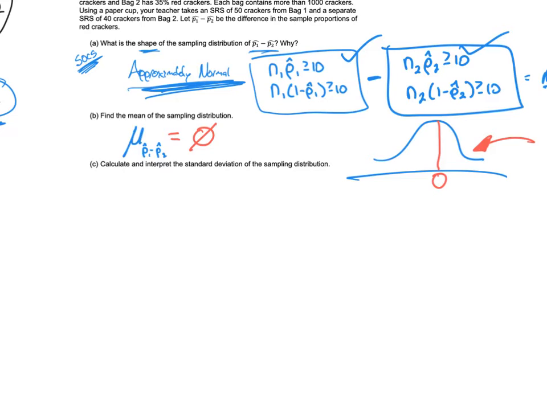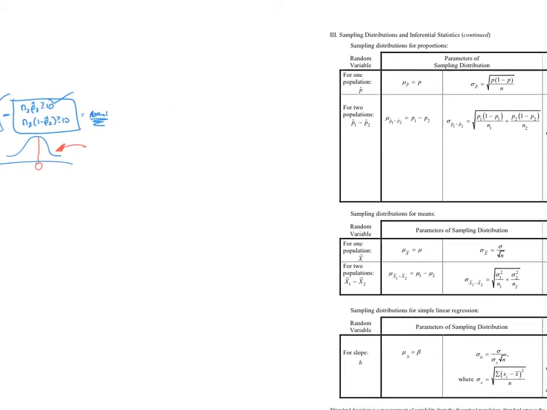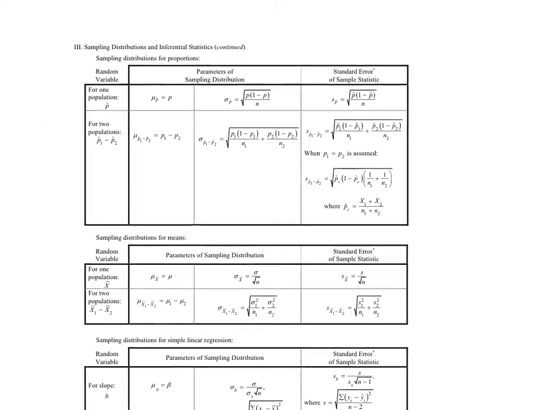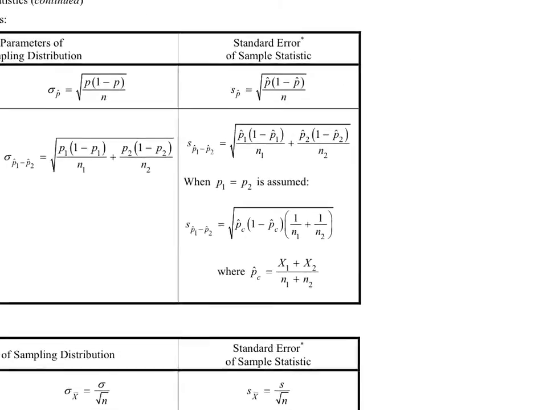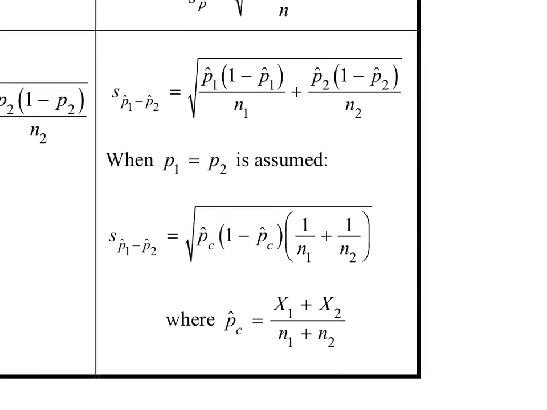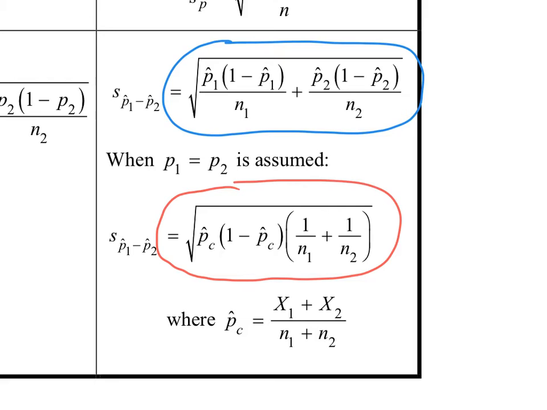And then standard deviation. Oh my, this is where it gets complex. Here's what I want you to do: go find your formula sheet. Let's turn to page 2 on the formula sheet. And here we are, standard deviations. We're going to really look at this standard error piece. It could take on 2 different roles. It can be this one, which we're going to use sometimes, but it can also be this one, with p̂c being this number here.